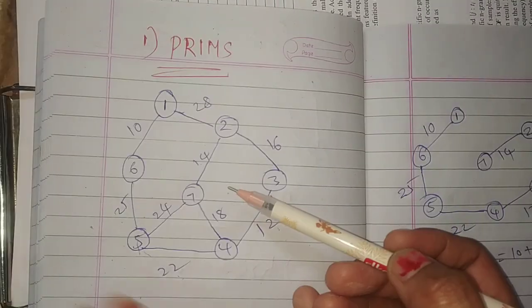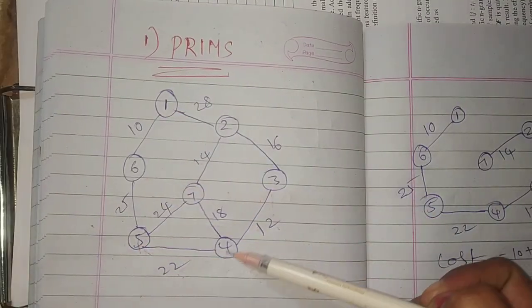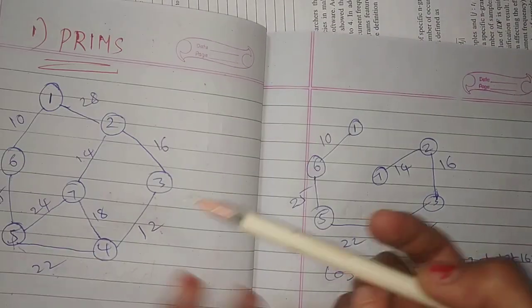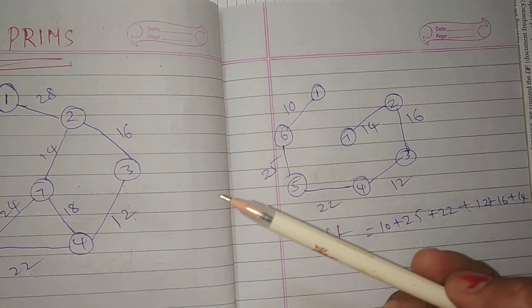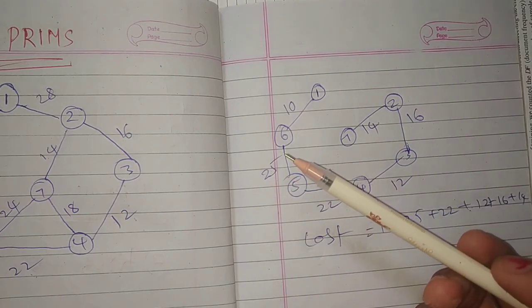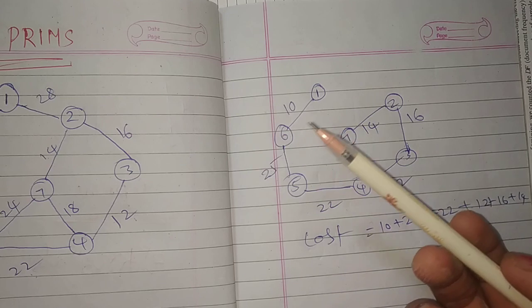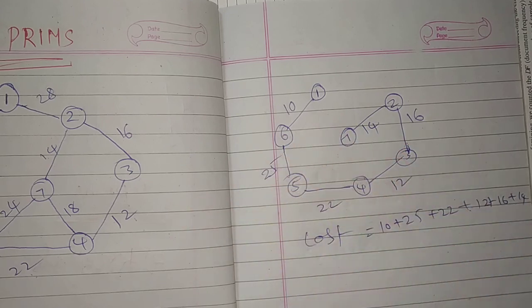And you observe it. How many vertices here? 1, 2, 3, 4, 5, 6, 7. And how many vertices here? 1, 2, 3, 4, 5, 6, 7, right? So always the subgraph's vertices are the same number.